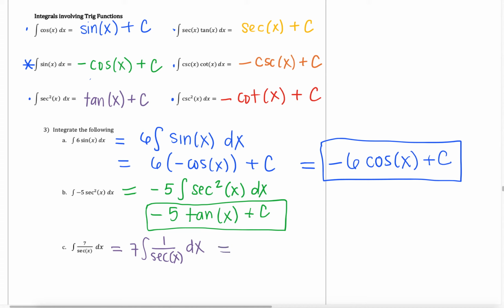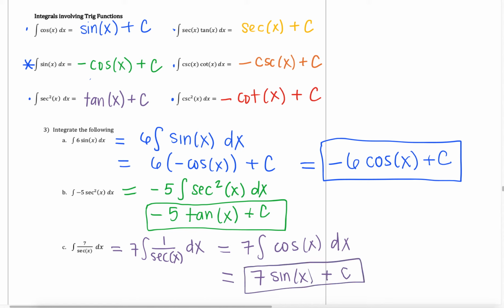Well, secant is actually 1 over cosine, so 1 over secant is equal to cosine. So we end up with the integral of cosine of x dx. That is a basic integral. Integral of cosine is equal to positive sine. So we end up with 7 times sine of x plus c then. That will be our final answer for that integral.